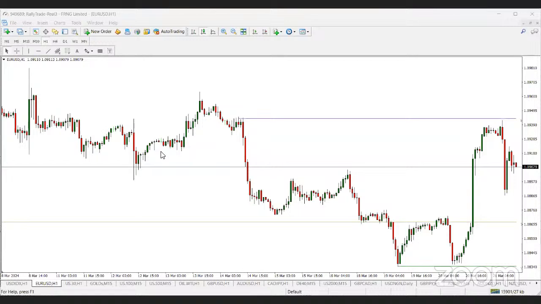The next high impact we'll be having will be flash manufacturing PMI by 2:45. Now, if that data comes out higher than 51, higher than 50%, it's possible that it's going to give dollar more strength to continue to the upside, right? So I'm going to watch until then.